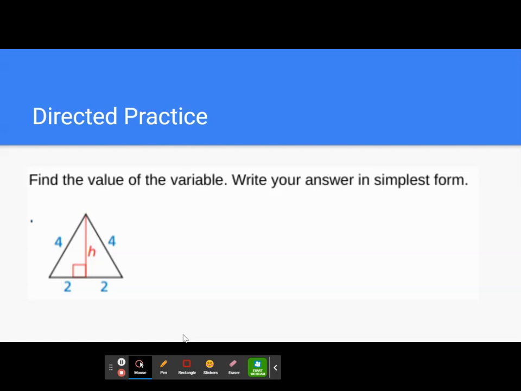Hey, that's my question for you. Look at the black triangle. What type of triangle is it? The black one's not a right triangle. Oh, it's equilateral. Because this side is 4, this side is 4, and this whole side here is 4.